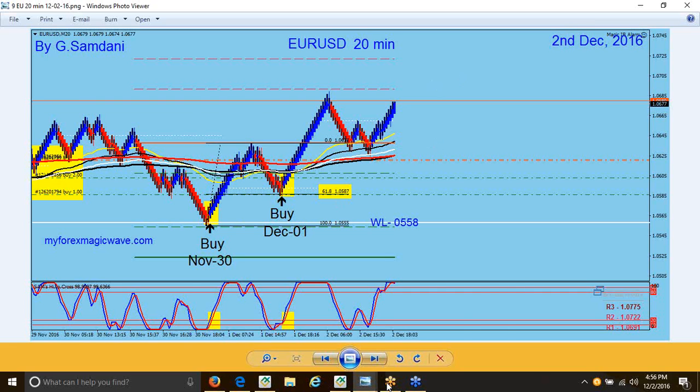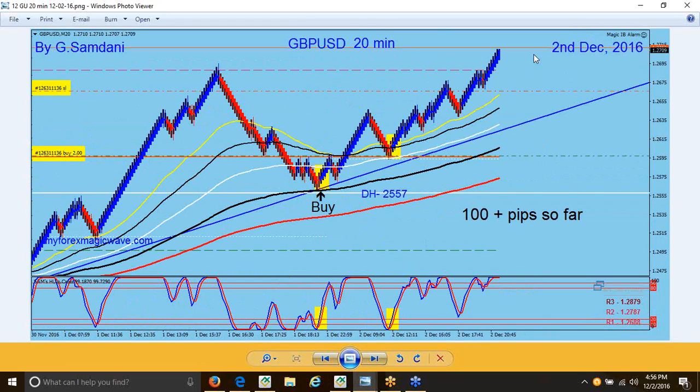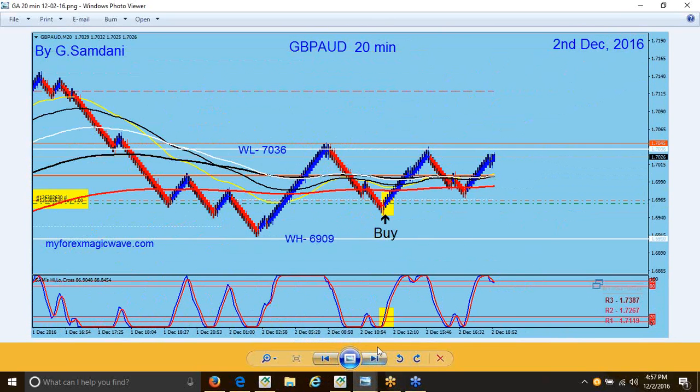Now again, GBP/JPY, you can see how nice and clean this one is. On the second, first entry 100-plus, second entry 80-plus. This is what I'm talking about. These things move, man. These pairs, GBP/AUD, GBP/JPY. Again, you will see GBP/USD, entry here, and then December 2nd, 100-plus pips. Where's GBP/AUD? I think I had, oh, here. There we go. Not too much on this one, but something, right?